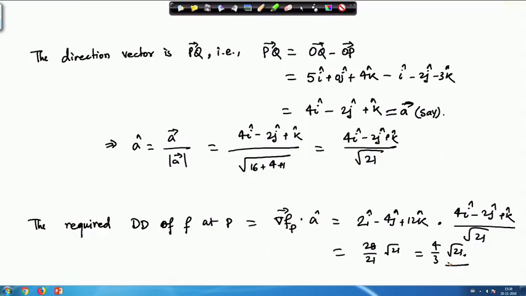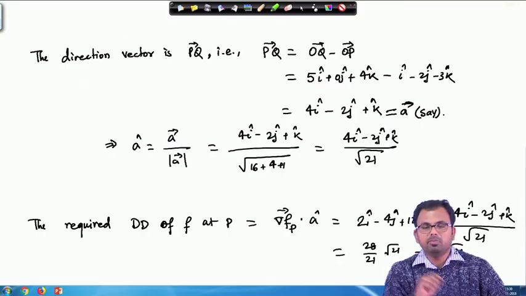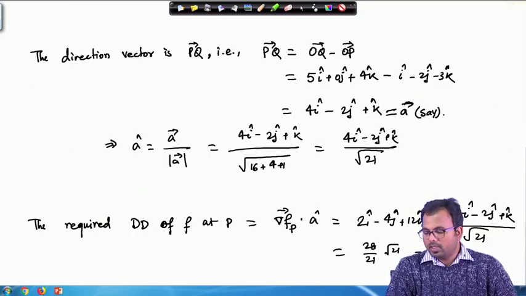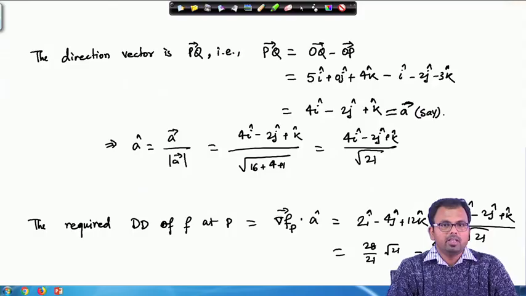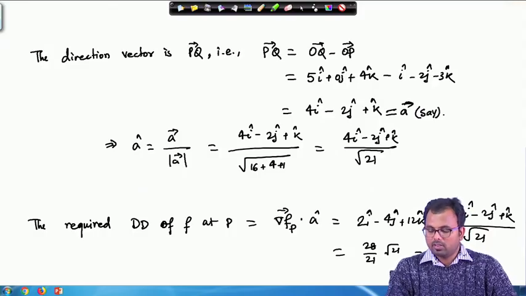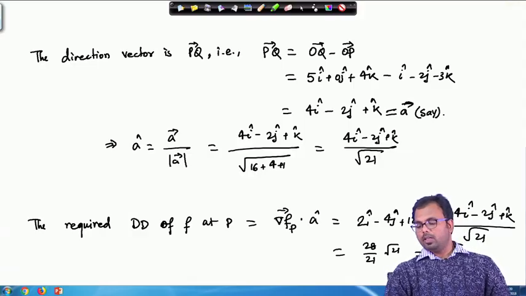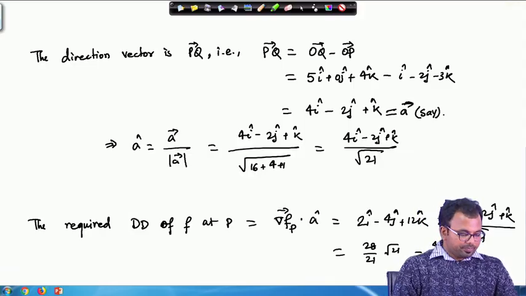Here the direction vector is not given and we had to calculate the direction vector by writing pq as oq minus op. You just substitute the values, take the difference, and that is your required direction vector, and from there we have to calculate the unit vector. We divided it by its magnitude and that gave us a cap, and therefore the required directional derivative of f at the point p is the gradient of f at p dot product with a cap, and that is your required answer. All right.